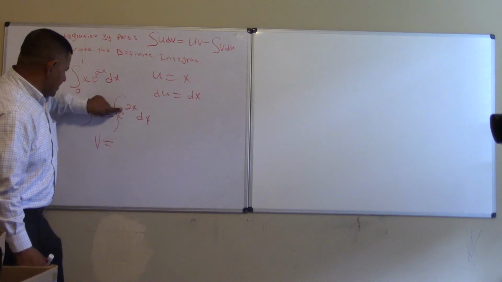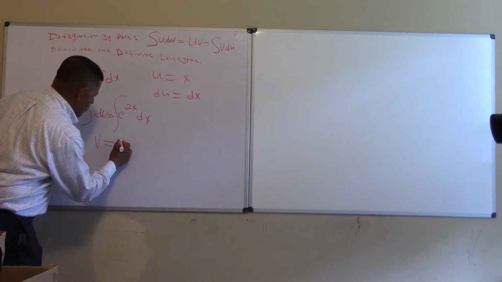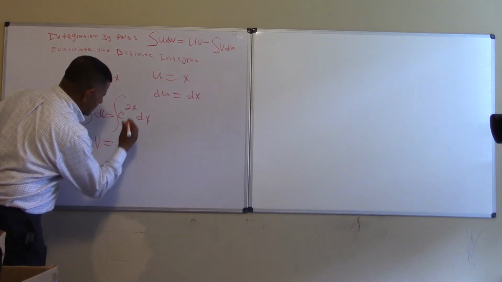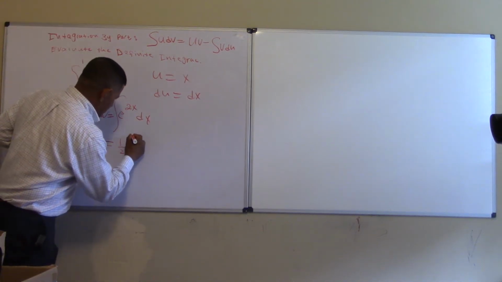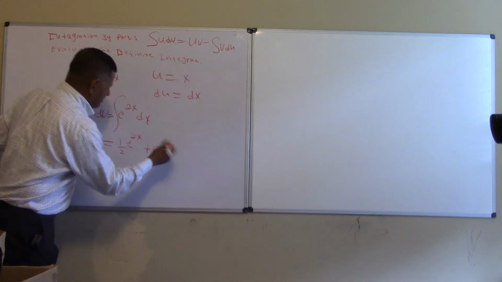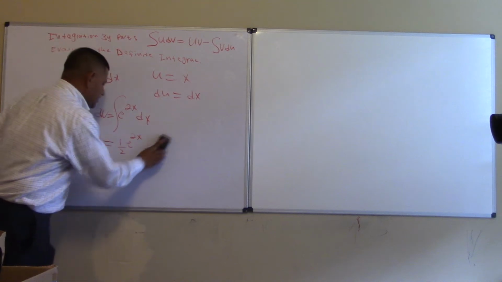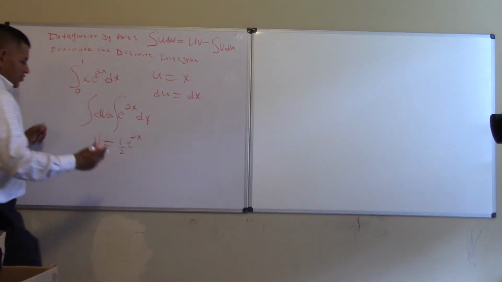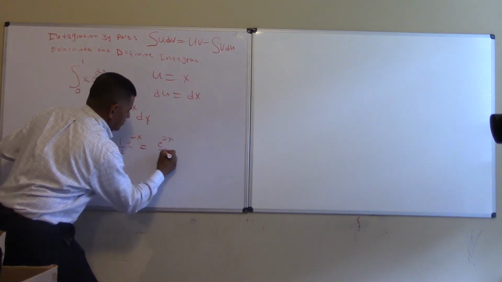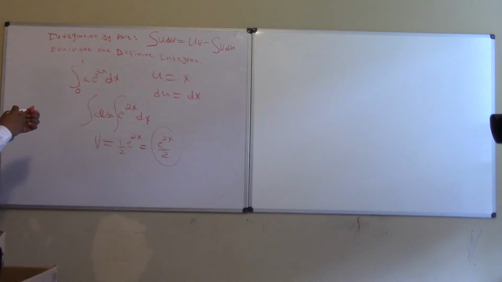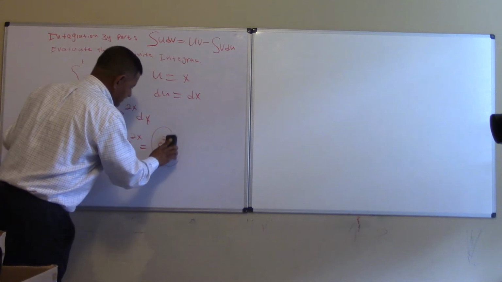And the integral of e to the 2x, the 2 comes out to the bottom, and I get 1/2 e to the 2x, plus c. We're not going to worry about that right now, because we're not doing indefinite integrals. So technically this is e to the 2x over 2. That is the integral of that. That is v.